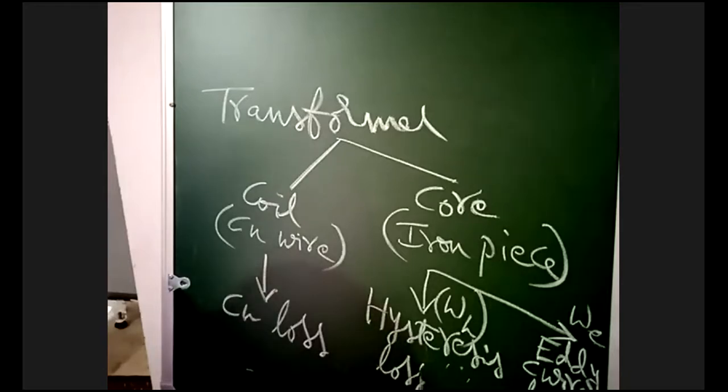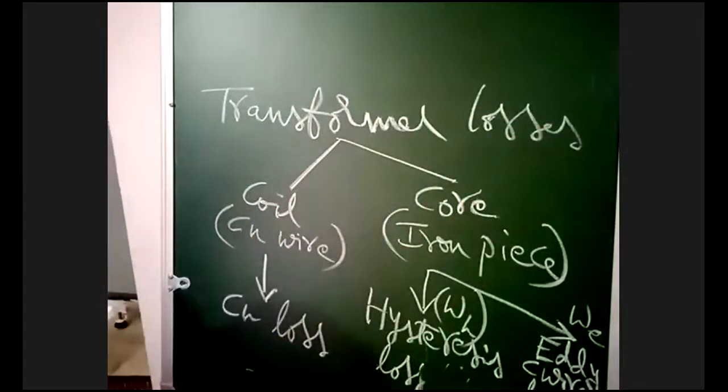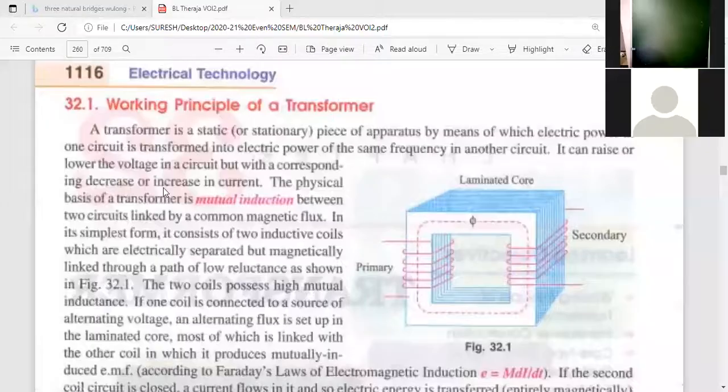So finally, what I want to say is there are these losses. We'll discuss in detail about copper loss, hysteresis loss, and eddy current loss later. Right now, before going to the transformer losses, we'll see transformer types. Write down the question. What are the types of transformers according to construction?